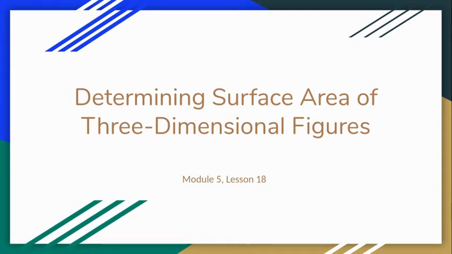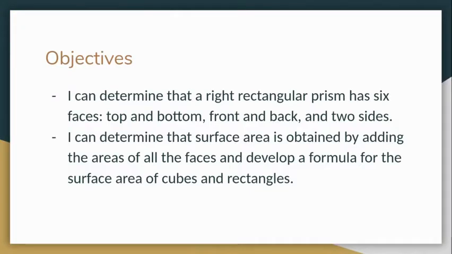Today we're going to continue using nets to determine the surface area of three-dimensional figures. Specifically, today we're going to be focusing on rectangular prisms and cubes. We have two objectives today.